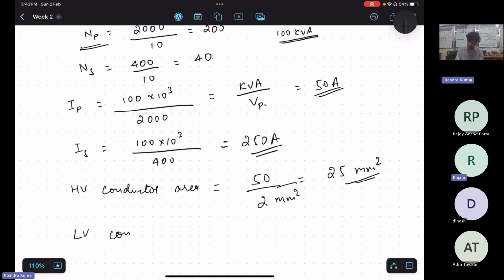Similarly, the LV conductor area: the current on the LV side is 250 amperes, divided by 2 ampere per mm square. So it will be 125 mm square.